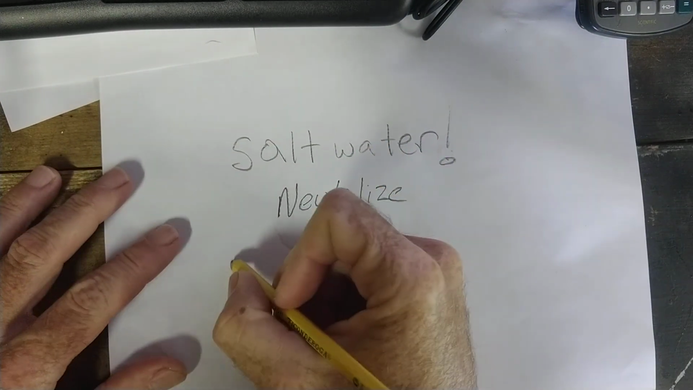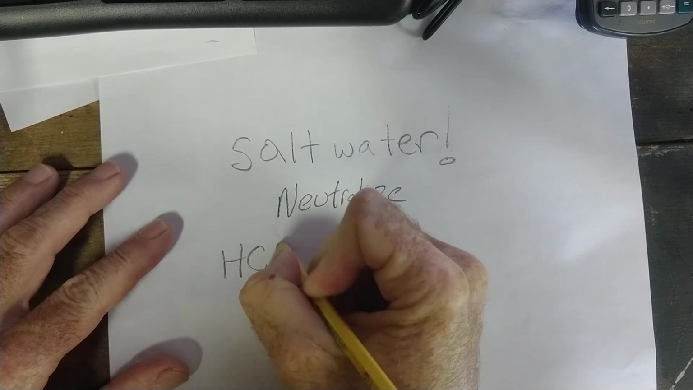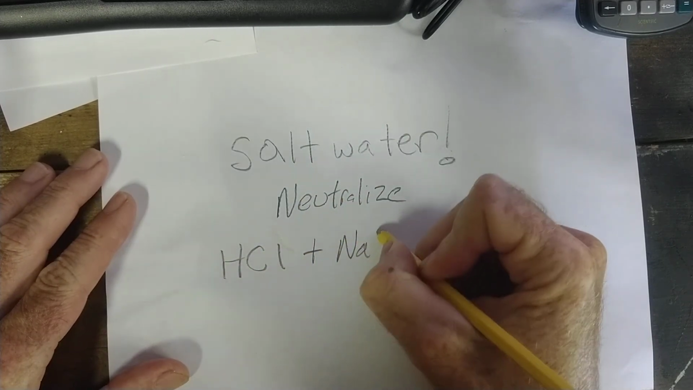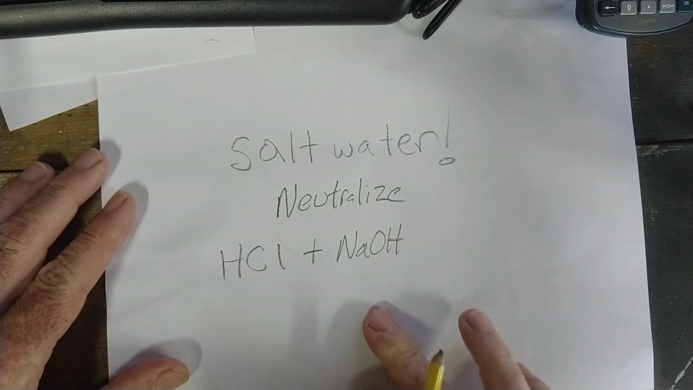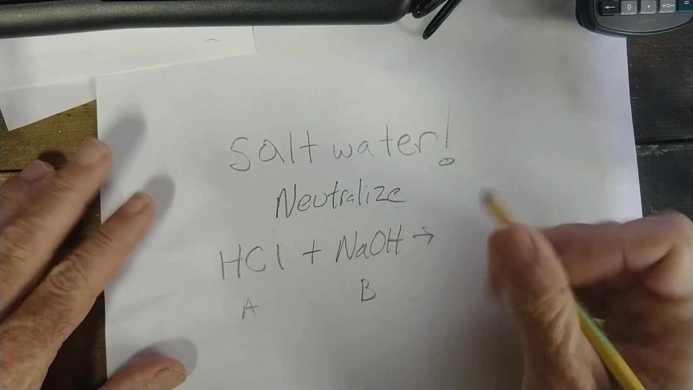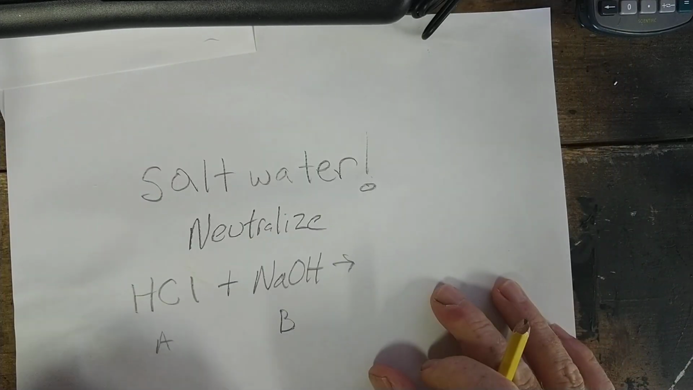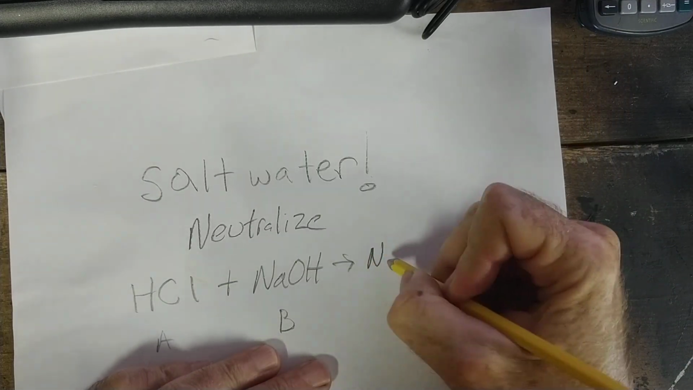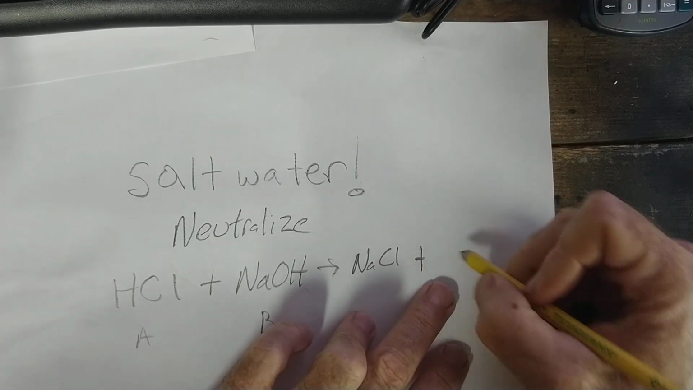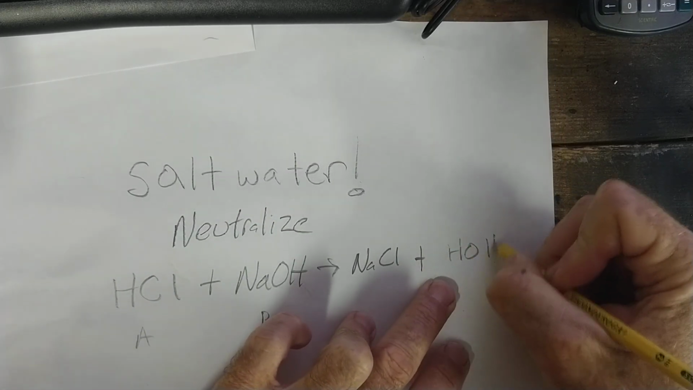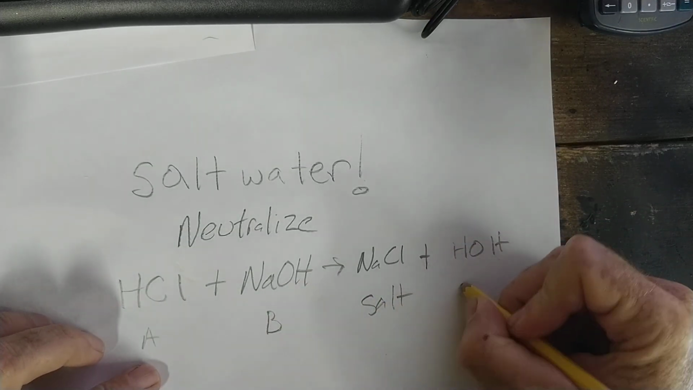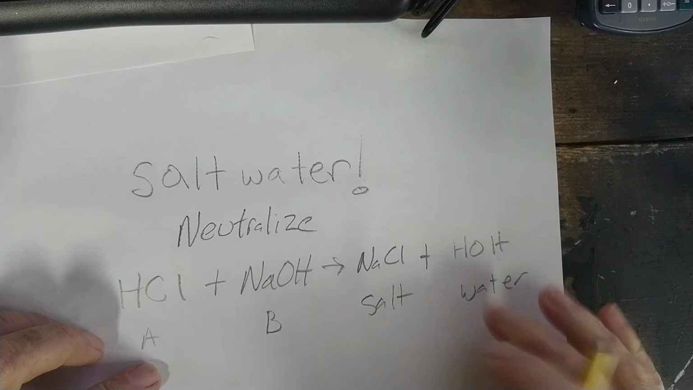Take a look at this. Hydrochloric acid plus sodium hydroxide, right? This is the acid, this is the base, yields, it's a double replacement reaction. So now we're going to have NaCl and HOH. Guess what? You just made salt water. That's crazy, huh?